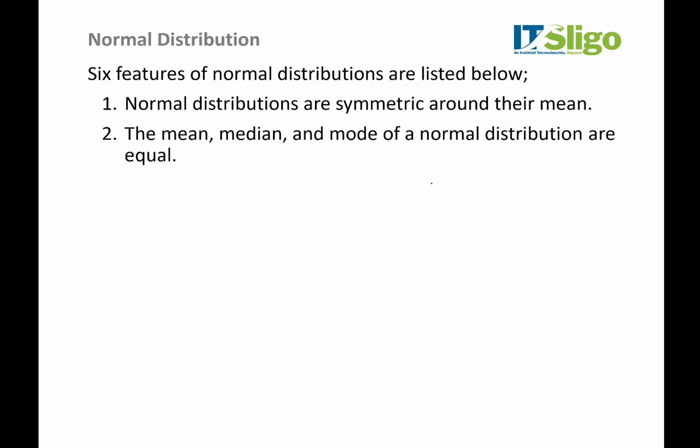The mean, median, and mode of a normal distribution are equal. The mean is the average. The median is the middle value if we laid all the students' results out in ascending order. And the mode is the most common result. So these 3 values all lie at the same point, which often happens in real life as well. That's quite a common feature.